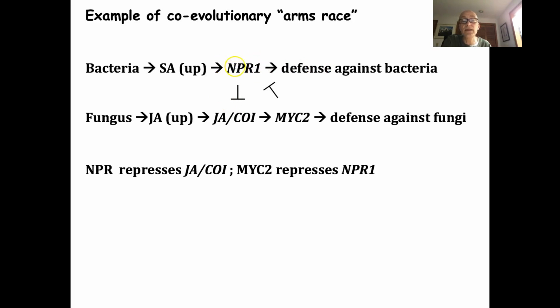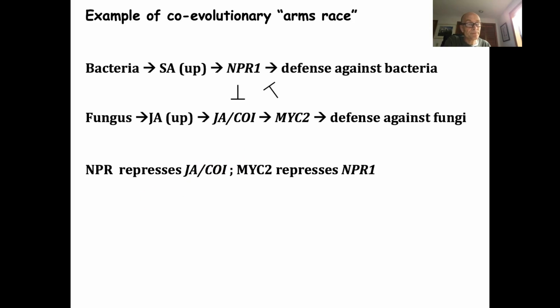So when that gene is expressed, that protein turns on defenses against bacteria as a transcription factor, but it also inactivates or represses the jasmonic acid COI pathway. So basically, it helps the plant specialize to have bacterial defense responses when it's infected by a bacterium, and not at the same time also upregulate its fungal defense responses. And vice versa, MYC2 will inhibit NPR1 so that it can concentrate on the fungal response when infected by fungi.